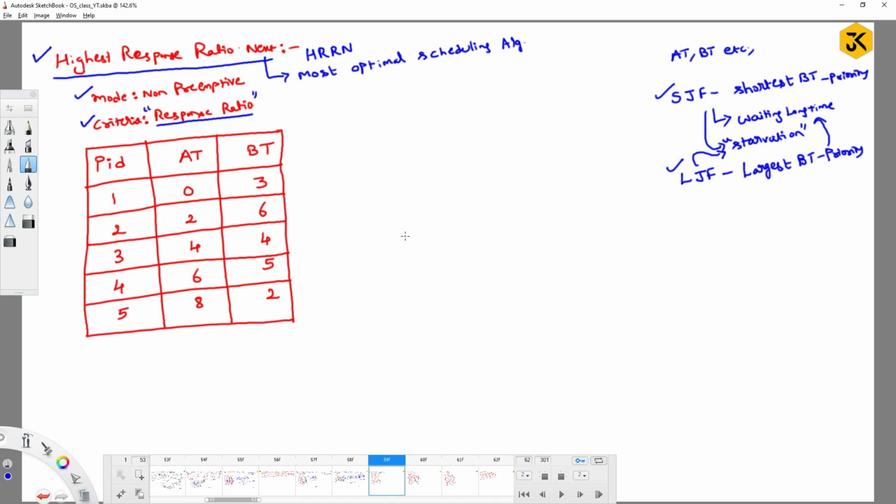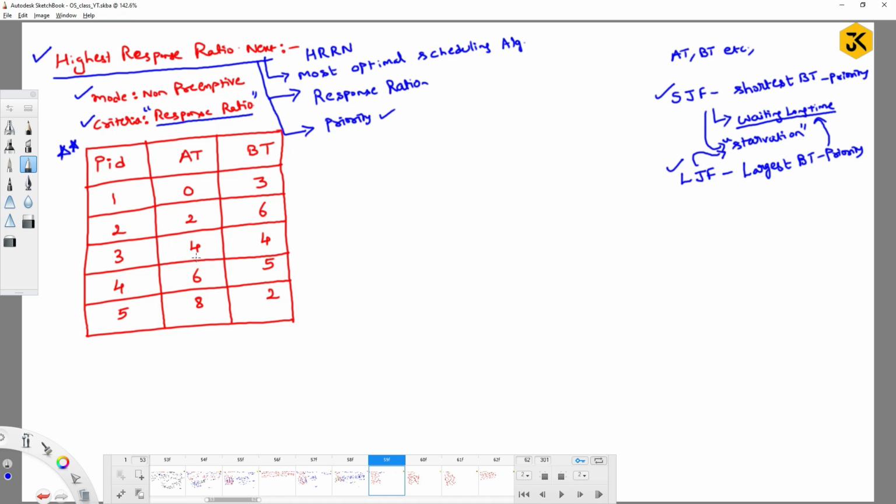Here, the major parameter we have to calculate is the response ratio. Based on this response ratio, we can reduce the waiting time of the processes. That means a process which has been waiting for a long time can also be given priority. How? We'll see with this particular example.